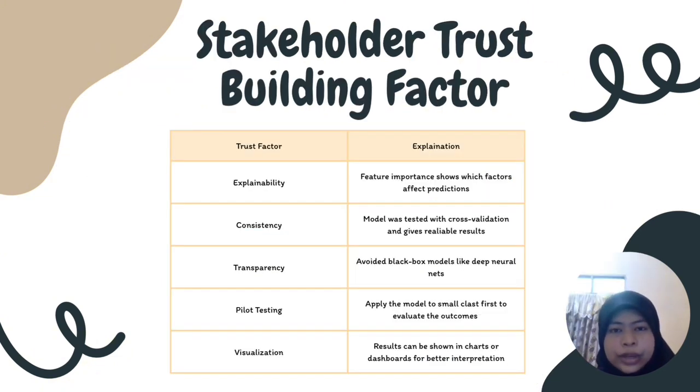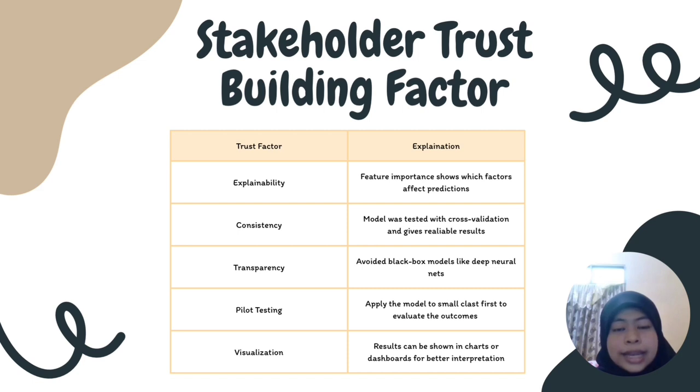To ensure that stakeholders such as teachers, counselors, or school administrators can trust and adopt our model, we have focused on several trust-building elements. The first one is explainability. By using feature importance analysis, stakeholders can know which inputs, like attendance or exam score, contribute most to the prediction. This will help stakeholders understand the reason behind the output. The second one is consistency. Our model has been evaluated using 10-fold cross validation to ensure reliability in different student groups. The third one is transparency. Compared to a black box, random forest is more transparent, making it easier for non-technical users to trust the outcome.